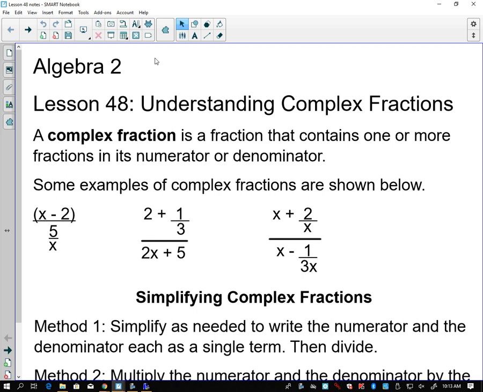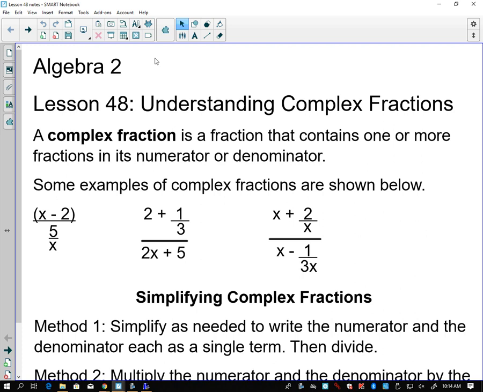It doesn't change. Whenever we say complex, it means that we're swapping out numbers with letters, but it ultimately doesn't change the rules. The rules still exist. It's just a part of algebra that people don't like, whenever you start swapping out numbers with letters. So a complex fraction is still a fraction that contains one or more fractions in its numerator or denominator. Some examples of complex fractions are here.